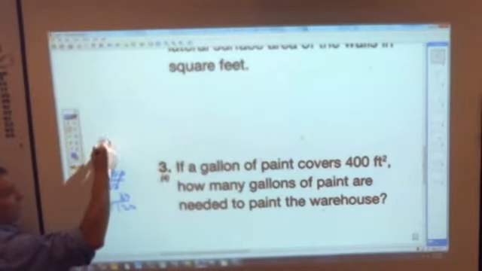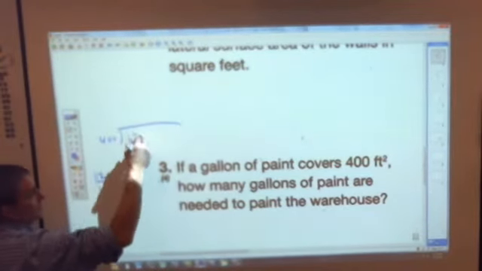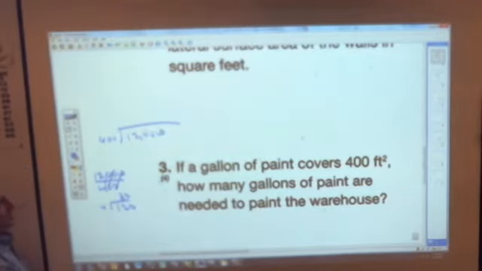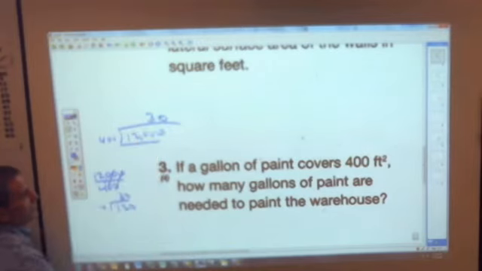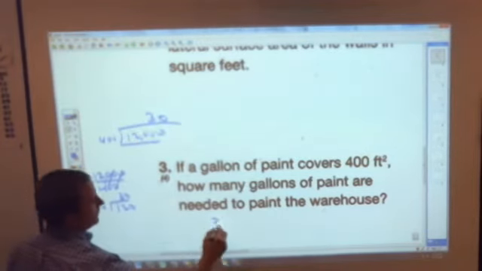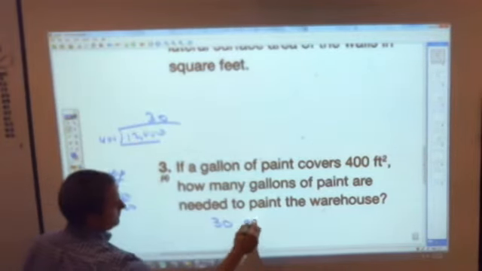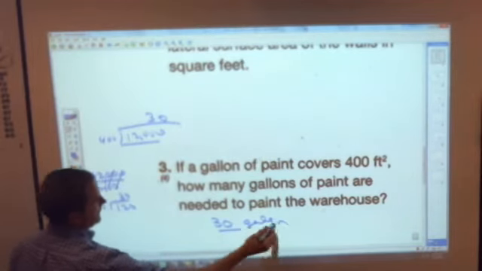You could have done it as 400 into 12,000. Just a lot of zeros I don't particularly care for. 400 goes into 1,200 3 times. You get your 30 gallons. Questions on that?